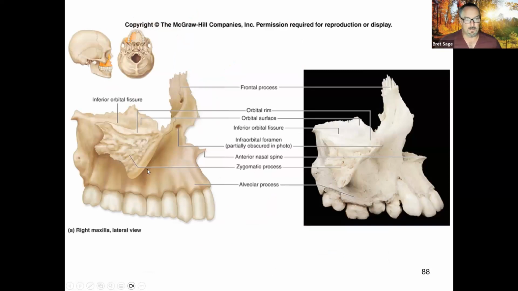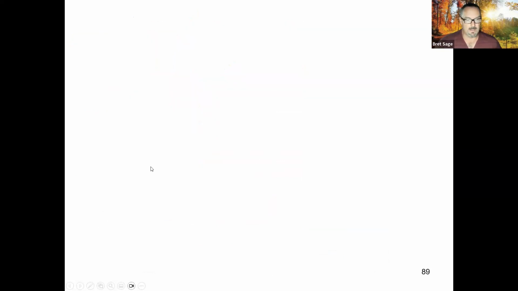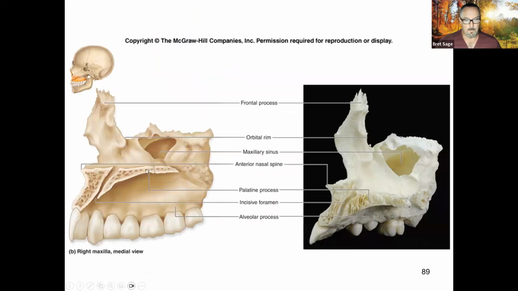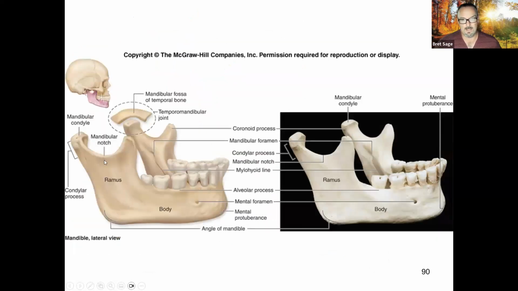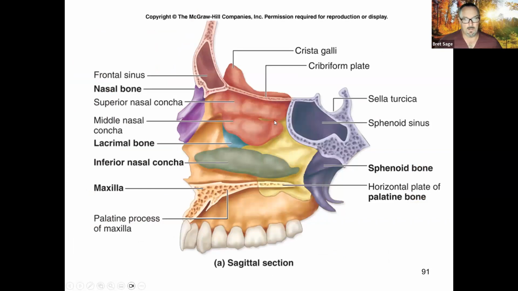This is the maxilla, which is the roof of your mouth and the area just under your eyes. There's the medial view showing the maxilla. This is the mandible, which is our lower jaw, showing you some of the key structures there. These show you some key structures that you would see in a mid-sagittal section or cutting of the skull. These are the concha, or Latin for shell, which warm and moisten incoming air as you breathe in through your nose.